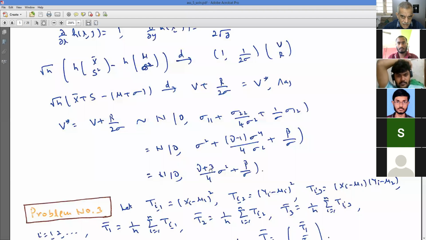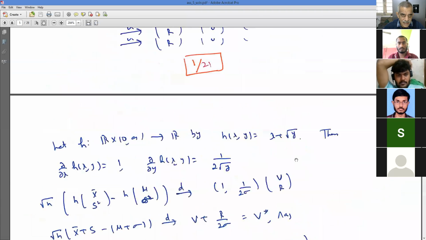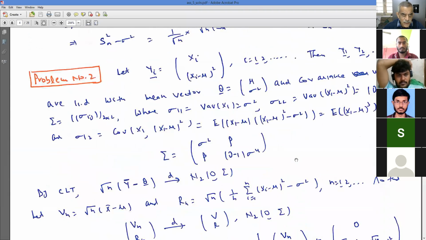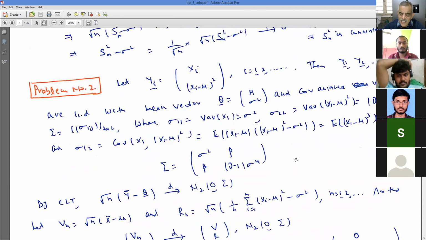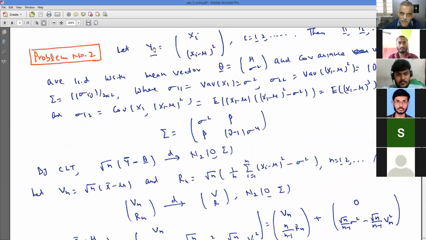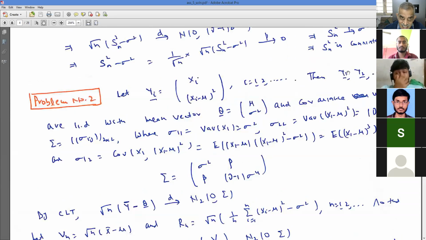So this is the thing, gamma plus 3 upon 4 sigma square plus beta by sigma, where beta is... so this is again similar to this thing. This is a much simpler form of problem number 3. Because you have to get the distribution of root n (x bar minus mu) and (s1 square minus sigma square). Right? So x bar is a mean, but s1 square is not a mean, so I consider (xi minus mu) whole square.